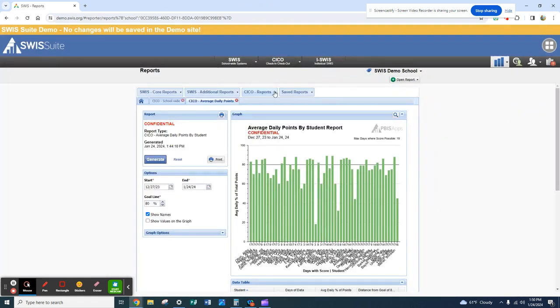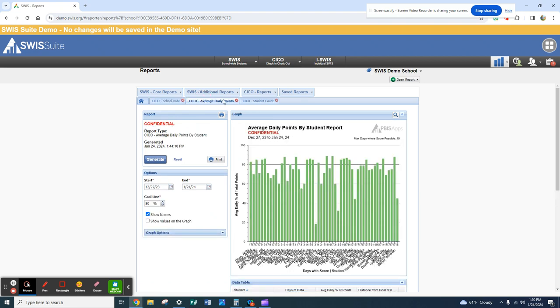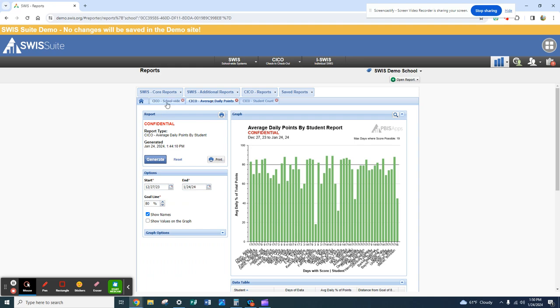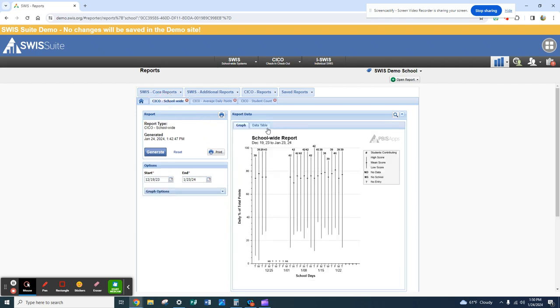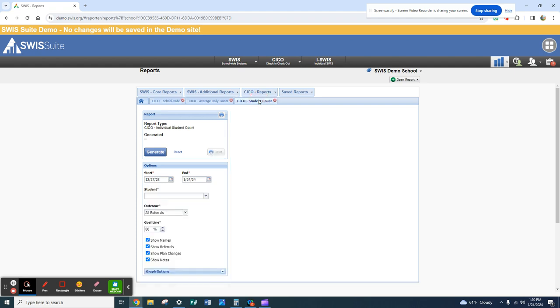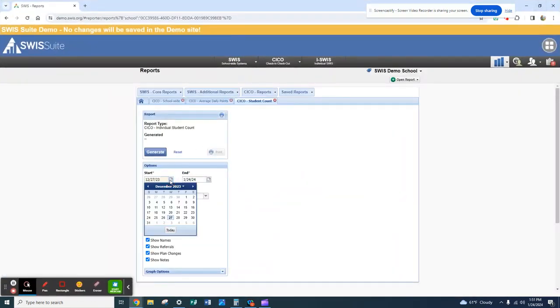Now this is when our next reports come in. So we did average daily points. We did school-wide and average daily points. Now we can do student count. Now if you notice, these graphs stay right here. And also most of the graphs have a data table. This one, the data table is at the bottom. And this one, the data table is on a different tab. So just be aware of that. Okay, student count. So we want the same dates. So December 19th to yesterday.